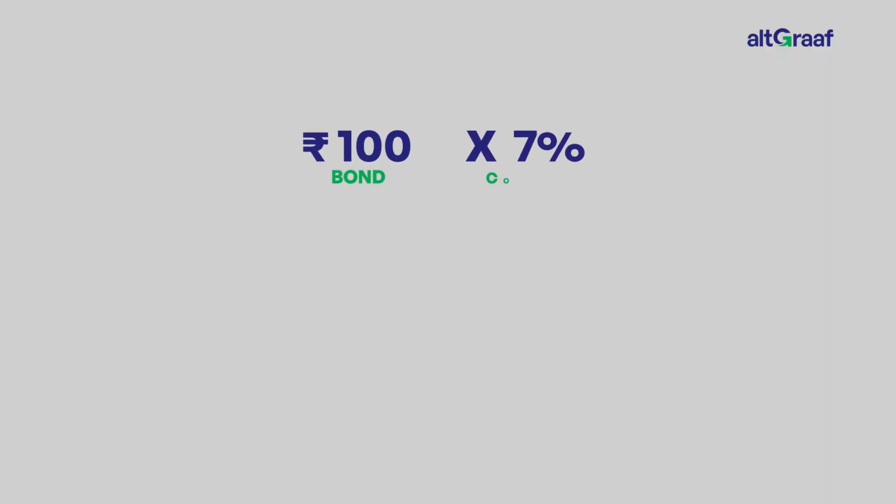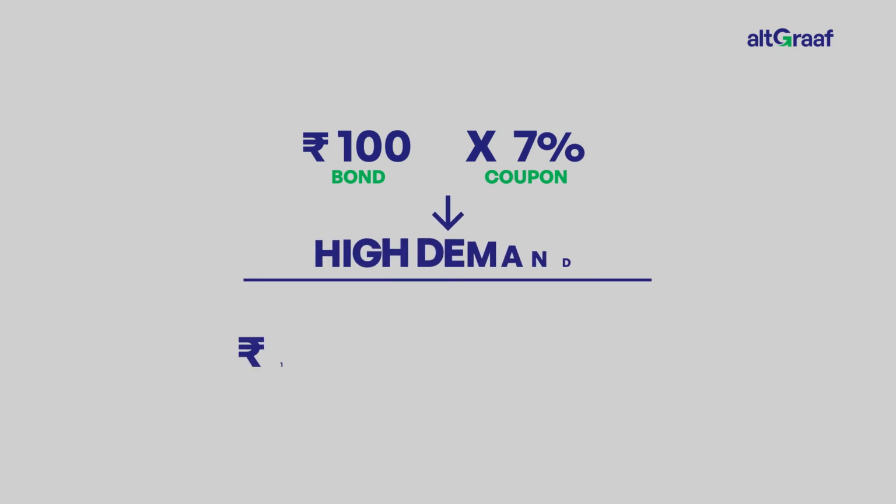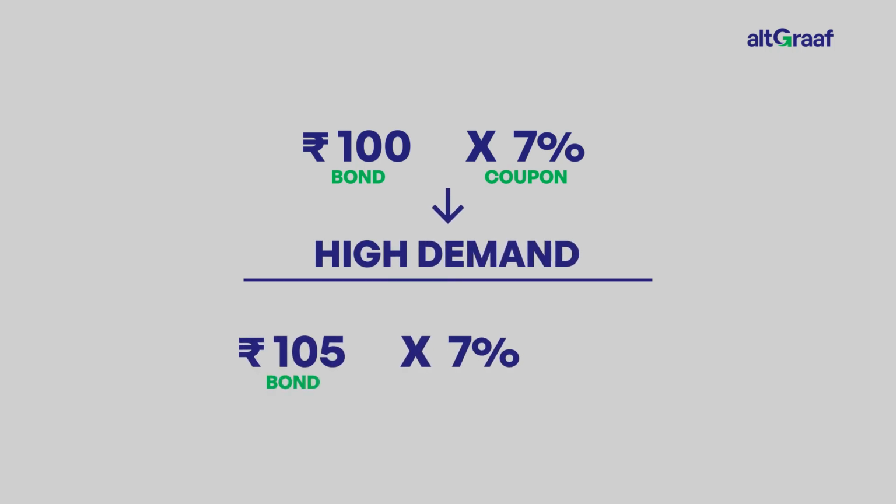Just like stocks, bonds have face value that is determined by the bond issuer and a market value which is determined by demand and supply. Now let's take the example as a ₹100 bond with a 7% coupon. Now say that the demand for the bond is very high and people are willing to pay ₹105 for the same bond. Now you therefore will buy it for ₹105.